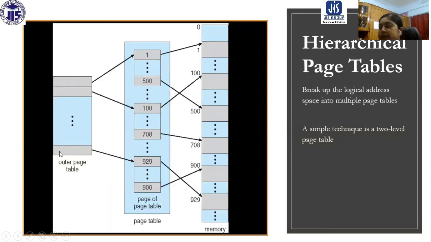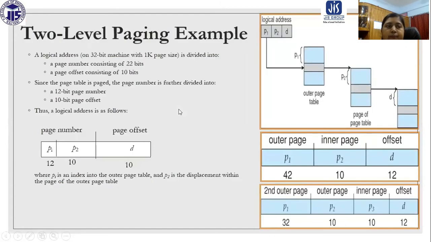So in this way, by using the hierarchical approach, we can break up the logical address space into multiple page tables. Okay, so this is a two-level page table, the simple technique. In this example, we have only two levels, but it can be increased also. So in the two-level paging example here, the logical address is going to be distributed like this.